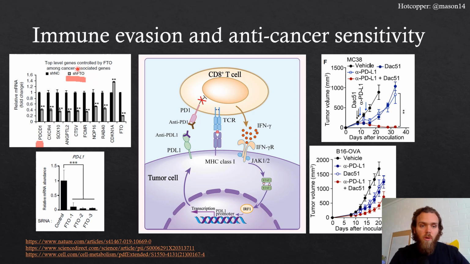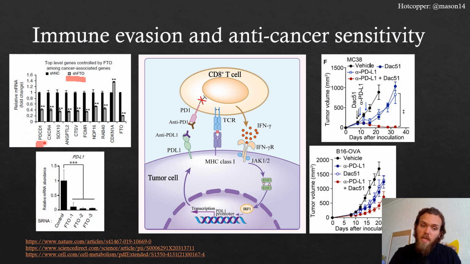Okay, so what you'll see is this grey box indicates that FTO has been knocked down, it's been reduced within the cell, and that has had an influence on these genes down here. And you can see that FTO is at the end, and that relative to a normal cell, so normal cell NC, the amount of FTO has been reduced substantially.